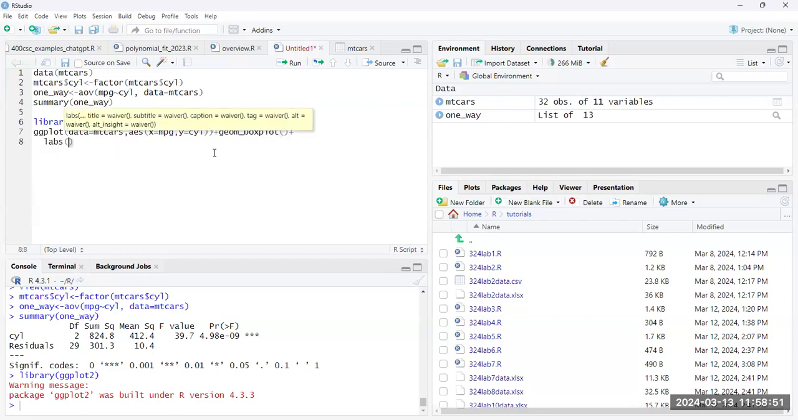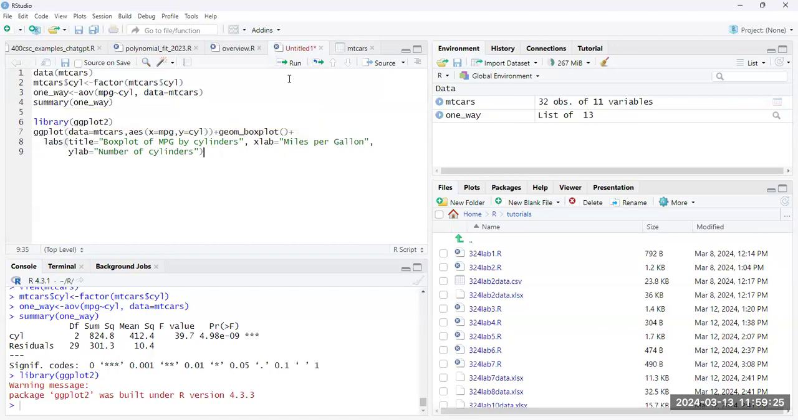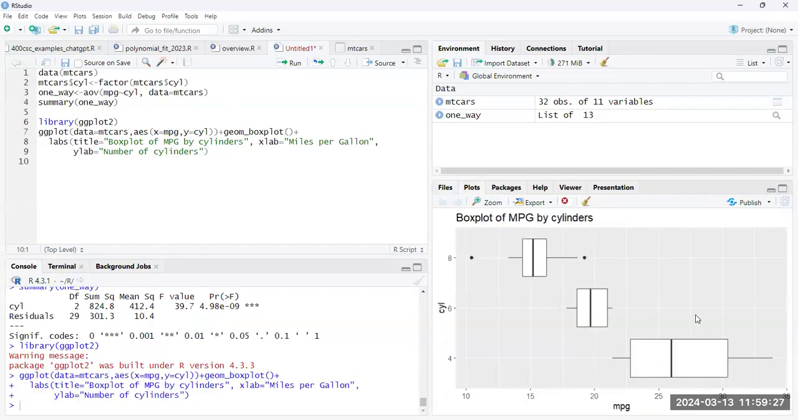And then we're going to add some labels. Title, box plot of MPG by cylinders. XLab, miles per gallon. YLab, number of cylinders. And so here's our graph.